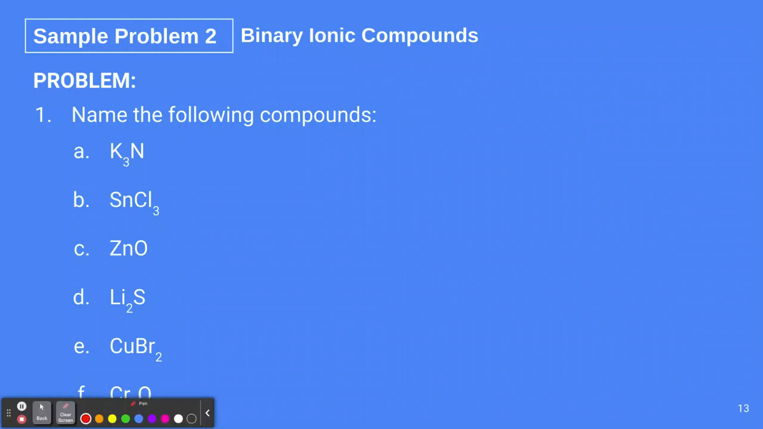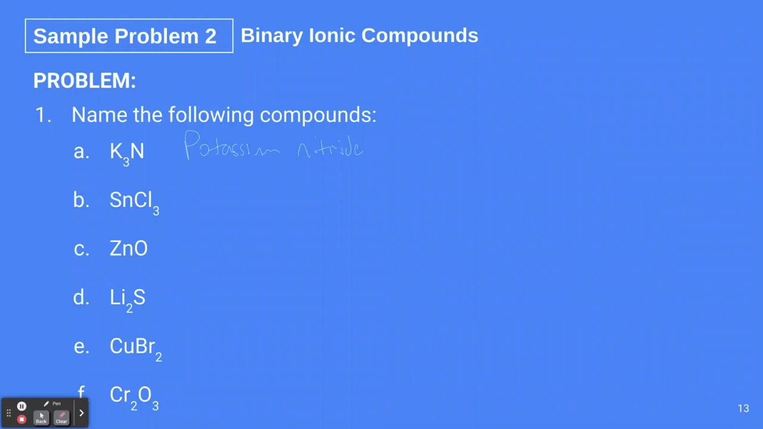All right, so going through these answers here, we've got our first one. This is potassium. Potassium is in the first column, so we don't need a Roman numeral, so we can just write potassium. And then we've got nitrogen, so that's going to change to nitride.